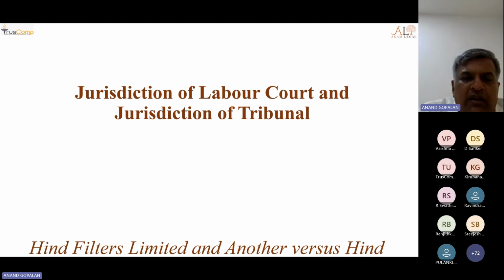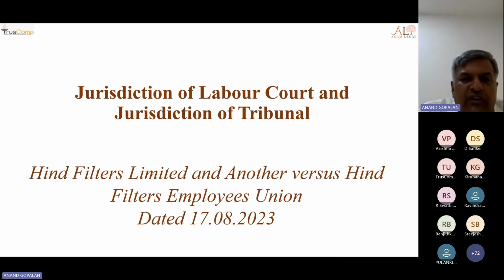In this judgment, the Supreme Court dealt with the question as to what issues can be considered by the Labour Court and what can be considered by the tribunal. Normally, if 100 or more workmen are involved, disputes are sent to the tribunal, but it's only on certain issues given in the schedule, like wages, bonus, etc. But where it is less than 100, it has to go only to the Labour Court. On that aspect, this judgment was rendered by the Supreme Court.